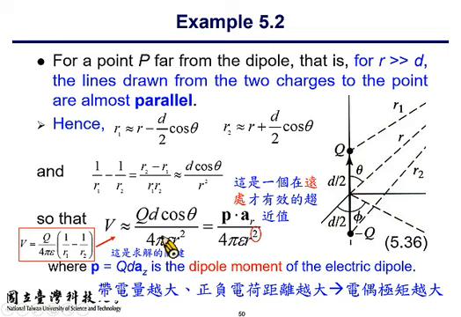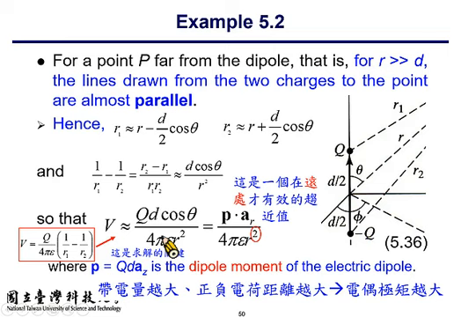Okay? Now, with this approximation, the electrical scalar potential V established by the positive and negative charge together can be expressed as QD cosine theta, where theta depends on your observation point, over 4 pi epsilon R squared. And the numerator can be expressed as P dot AR.